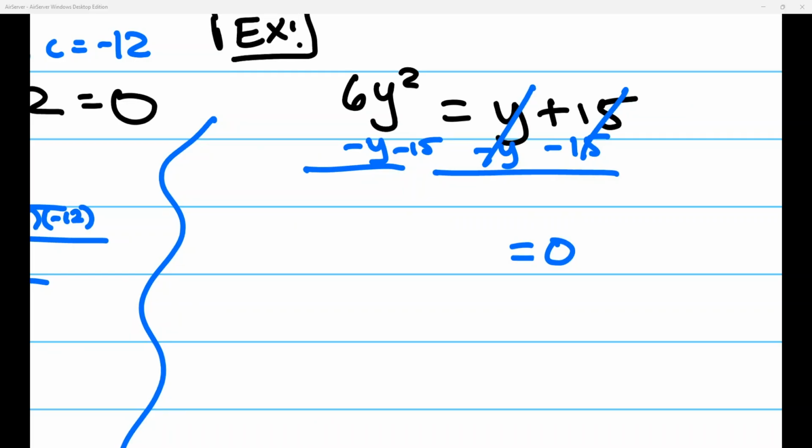So this is going to be 6y squared minus y minus 15.